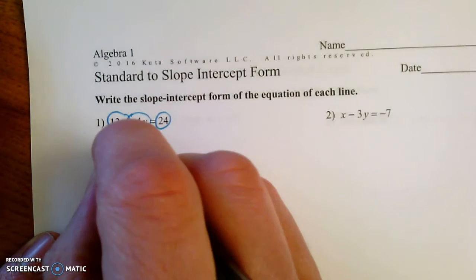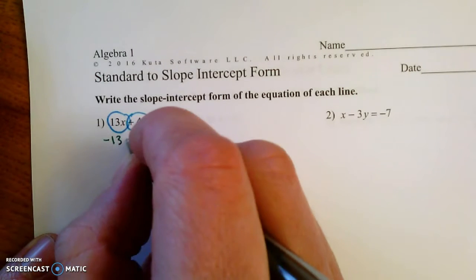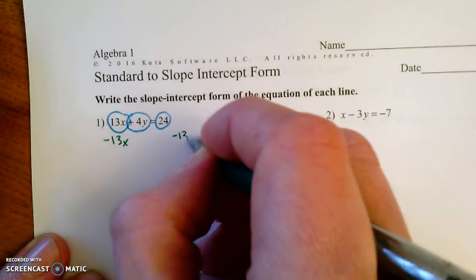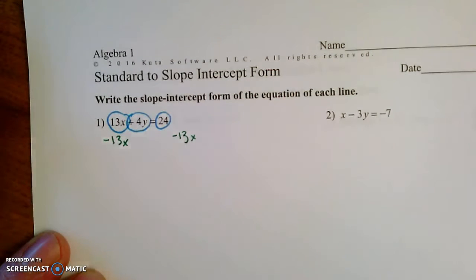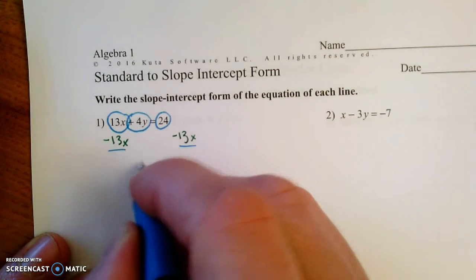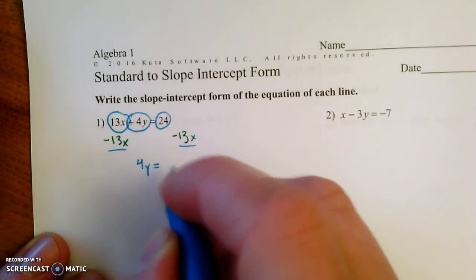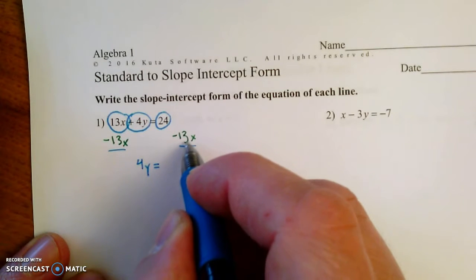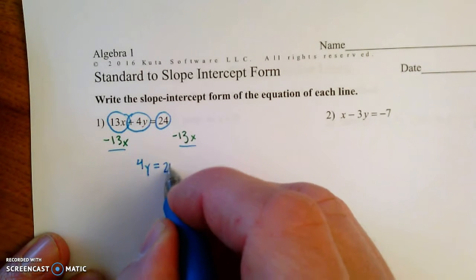Okay. So first thing we're going to have to do is take away 13x from both sides. Now over here, take away the 13x, and we're left with 4y equals, and notice we're not taking the 13x away from the 24.